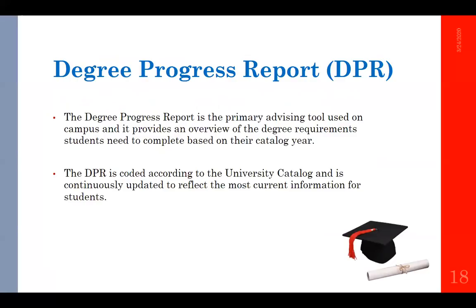The Degree Progress Report is your ticket to graduation. Of course, it is not a report that we solely want you to rely on, but it is the report advisors use to advise you in your graduation requirements. The DPR is coded according to the university catalog.